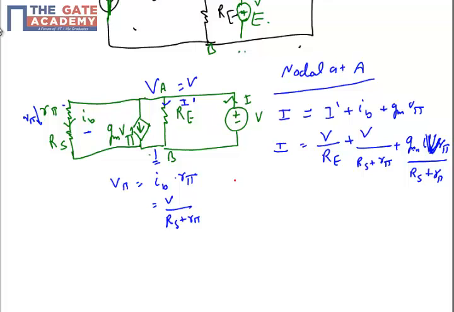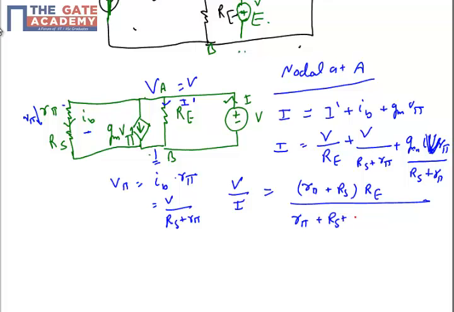And what is my output resistance? My output resistance will be V by I. So we know the equation, we have a variable. Just simply take the LCM and you will get V by I equal to R pi plus RS into RE upon R pi plus RS plus RE plus GM R pi RE. And what is this V by I? This V by I is nothing but my output resistance.